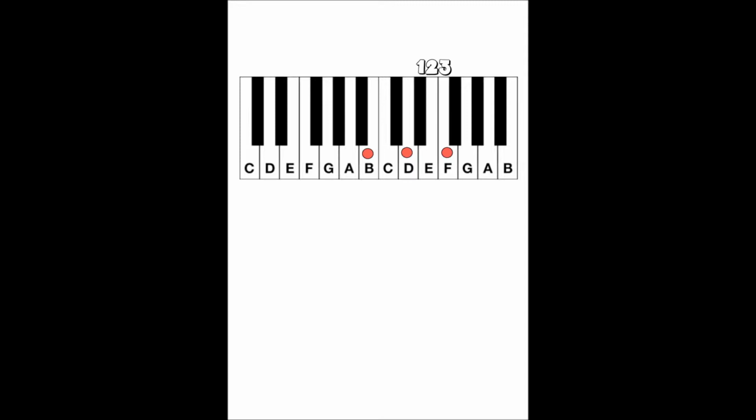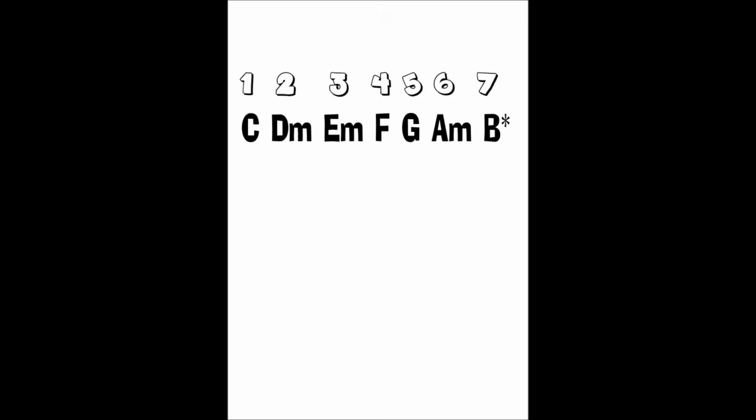Anyway, so we've got this chord family, right? 1, 2, 3, 4, 5, 6, and 7. And so C was our first chord. D minor, E minor, F, G, A minor, and then B half diminished, right? Now, this family of chords tends to make music together.